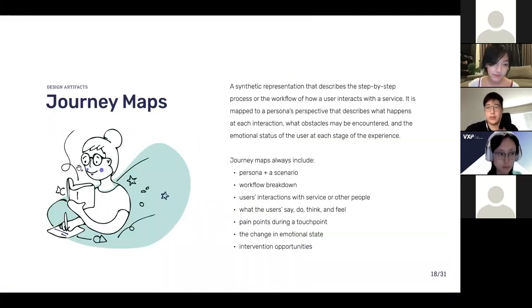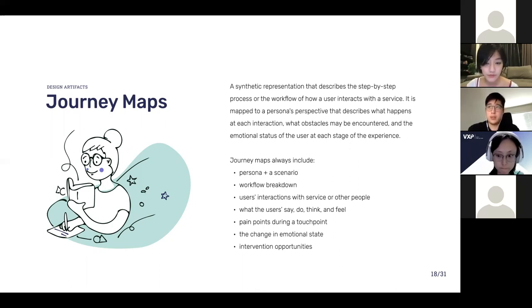So next we have journey maps. Journey maps are a representation of the step-by-step process or the workflow of how a user interacts given a scenario. They're mapped to a persona's perspective, and it describes what happens at each interaction or each touch point, what obstacles are encountered, and the emotional status or change of the user at each touch point.